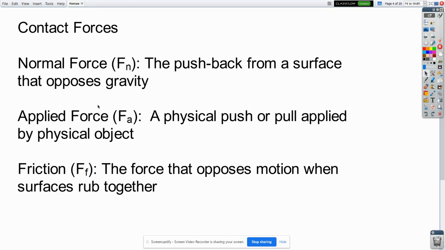Friction is the force that opposes motion when 2 surfaces rub together. Opposes just means it's in the opposite direction as the motion of the object. So if the object's moving to the right, then the friction is going to be to the left.